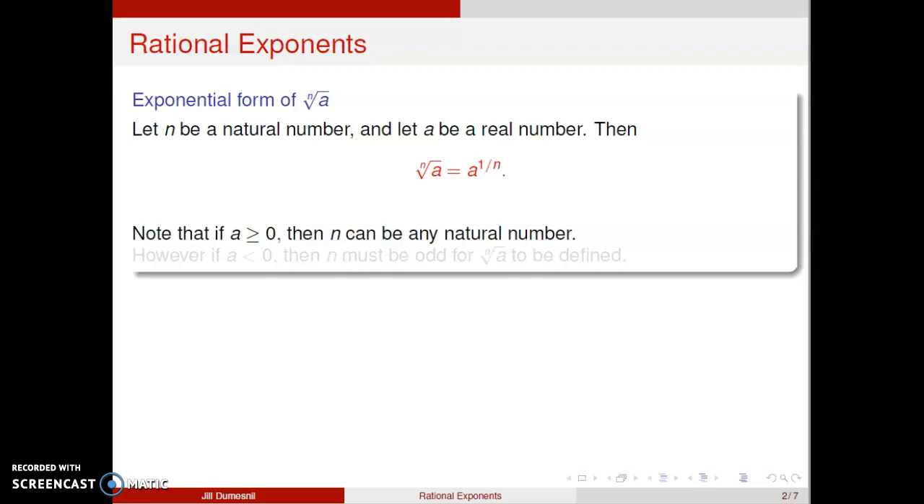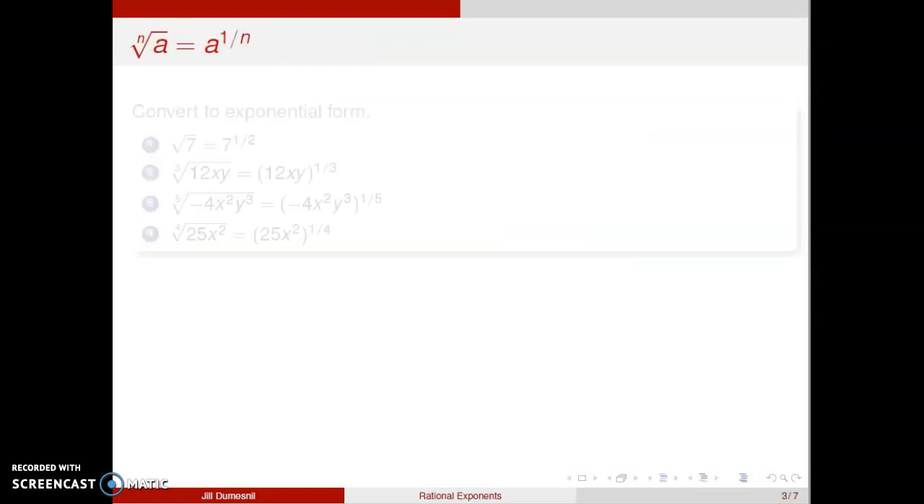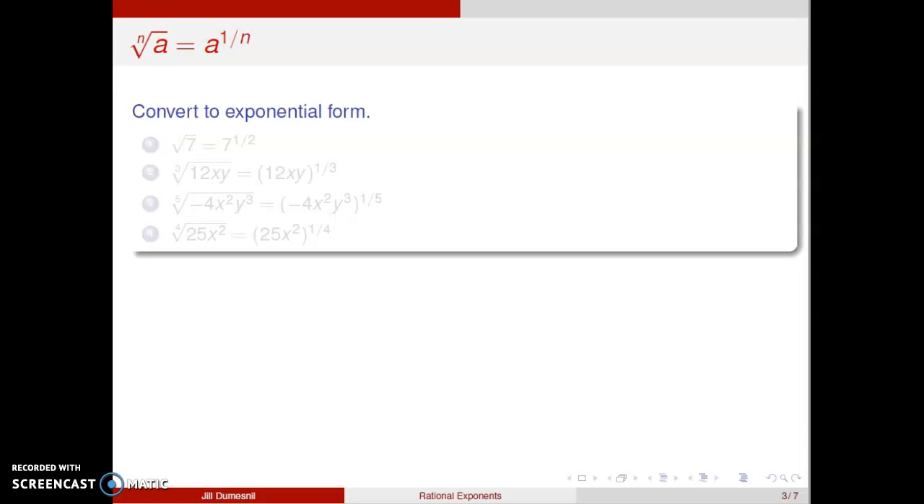If the radicand is non-negative, then the index can be either even or odd. However, if the radicand is negative, then the index must be odd for the radical to be defined. By definition, the nth root is the 1 over n power. Let's convert radicals to exponential form.